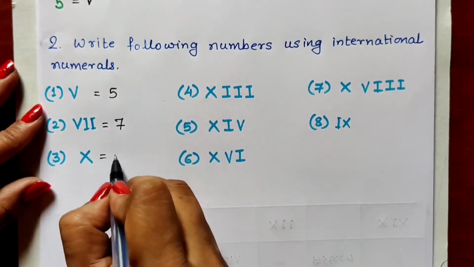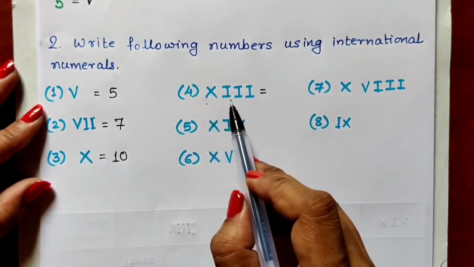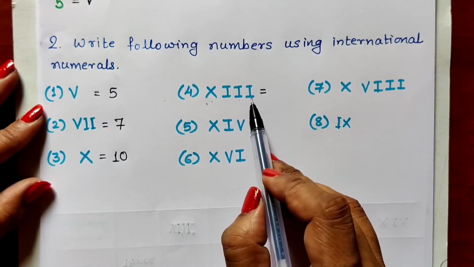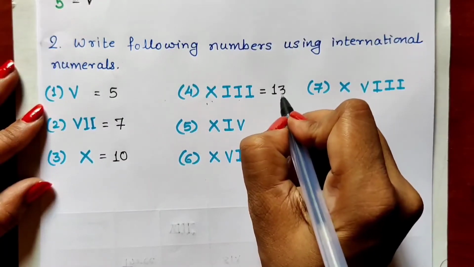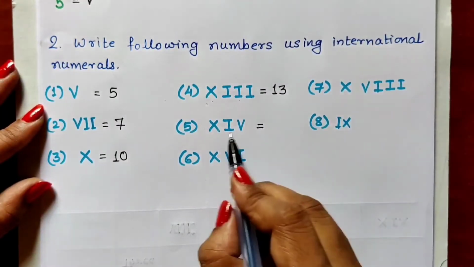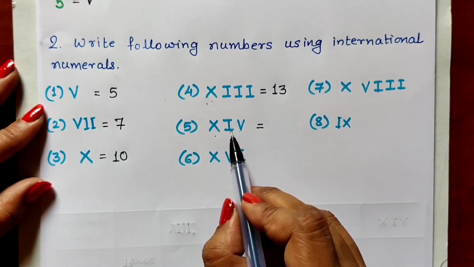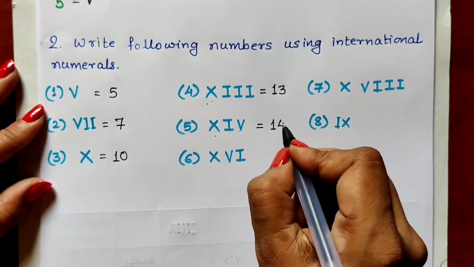Next, X is 10. We all know. Then XIII. X means 10 and III means 3. 10 plus 3 is 13. XIV. X means 10. IV means 4. Correct? IV is 4, we all know. So 10 plus 4 is 14.